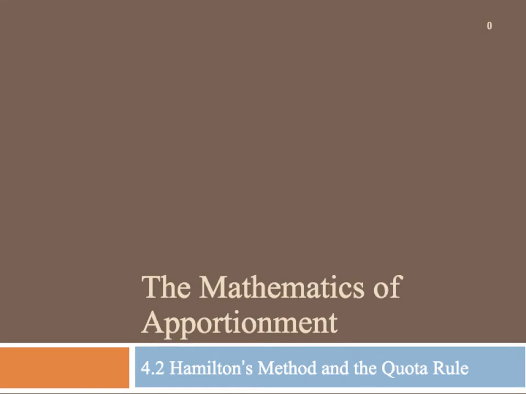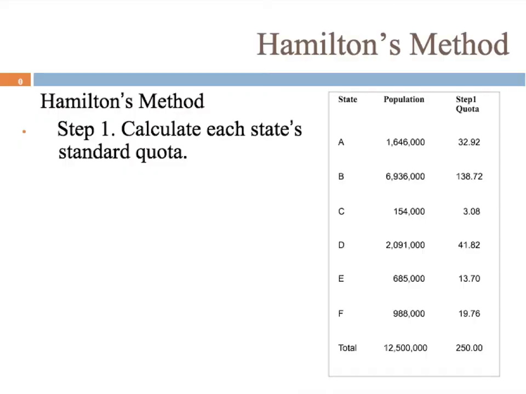This is apportionment with Hamilton's method. Alright, first thing with Hamilton's method, we're going to calculate each state's standard quota. And by the way, these are the numbers from the previous section in the notes. So states A through F, same populations for each.